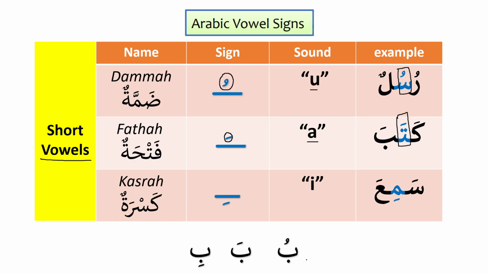So you can place them on all the letters one by one, and you can get that sound, like Bu, Ba, Bi. Similarly, for all the letters, if you want to practice more, starting from Ba up to Ya, you can practice them with the basic short vowel signs, and inshallah you will master them once you practice them all. So these are the short vowels.